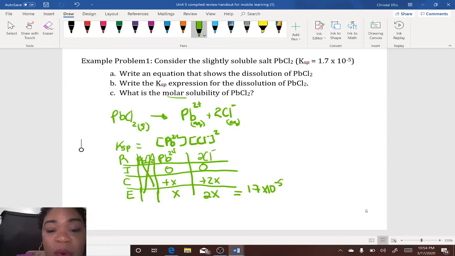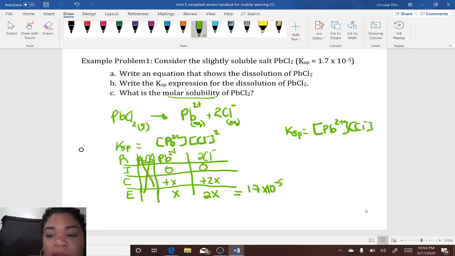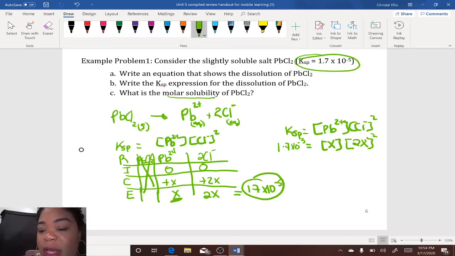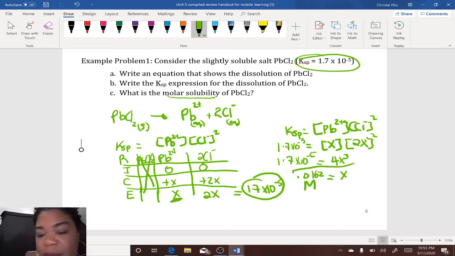So we can go ahead and solve for the molar solubility by substituting what we have into the Ksp expression. So Ksp is equal to the concentration of our lead ions and our Cl minus ions. At equilibrium, our Pb has a value of x right here, and Cl minus is 2x raised to the second power, and our equilibrium constant, or Ksp, sorry, which was given to us in the problem, is 1.7 times 10 to the minus 5. If we're solving for x, we will get 4x cubed on this side is equal to 1.7 times 10 to the minus 5. If we go ahead and solve for x, x is going to be equal to 0.0162 molar solubility. And this is our final answer.